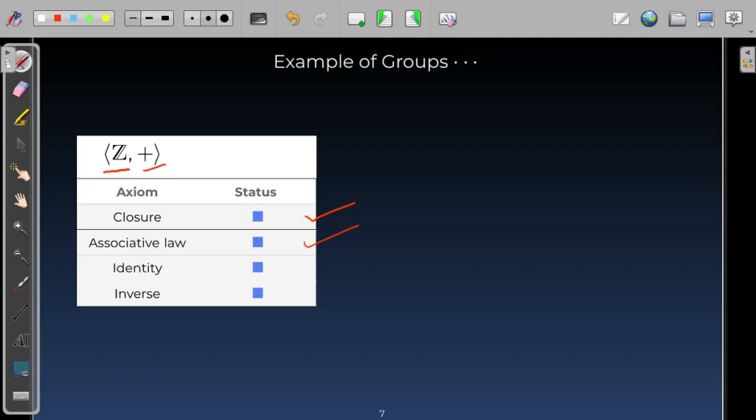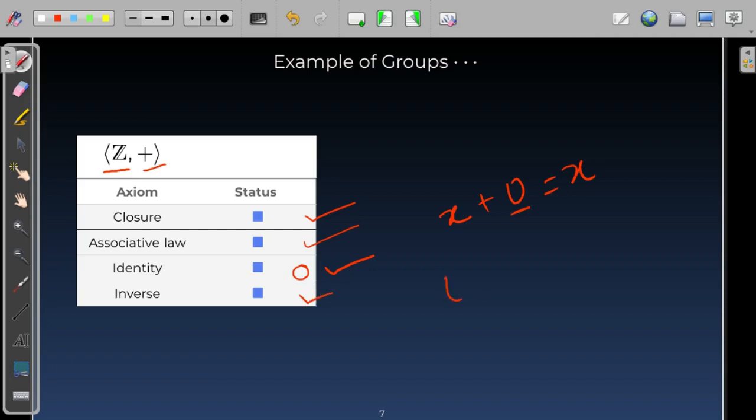Addition is actually associative, so the associative law is going to be satisfied, and with respect to addition, the identity element in the integers is 0. So if you have any integer x, then x plus 0 is x, so 0 is our identity element, so identity is also satisfied. And then an inverse exists for each and every element.